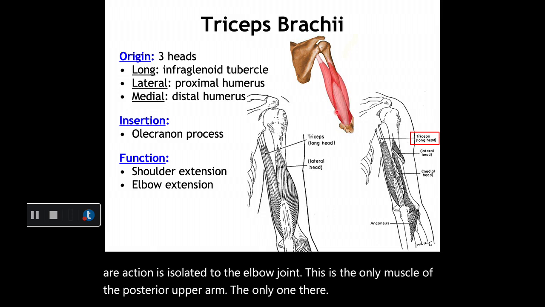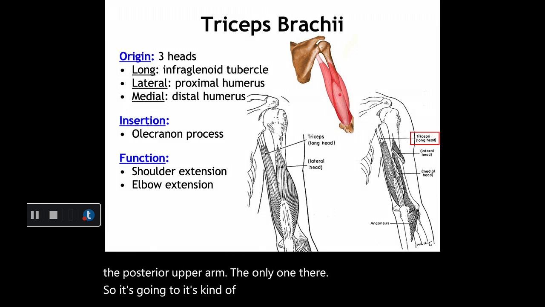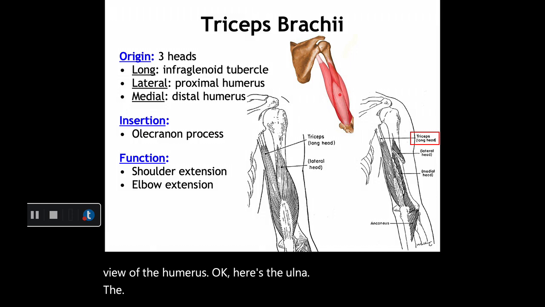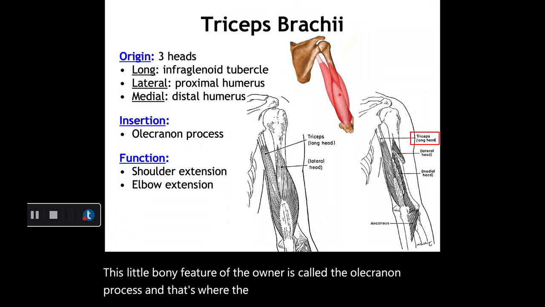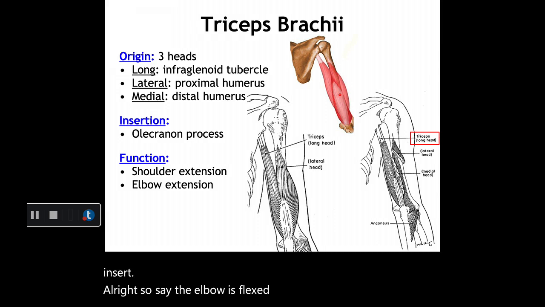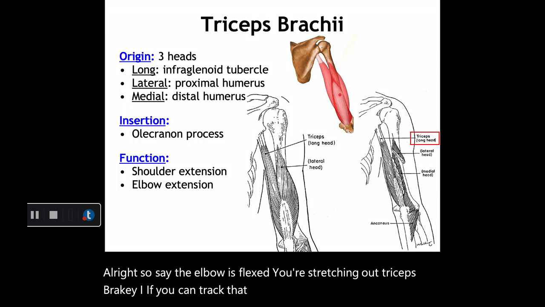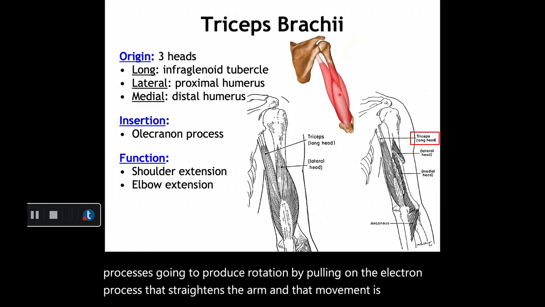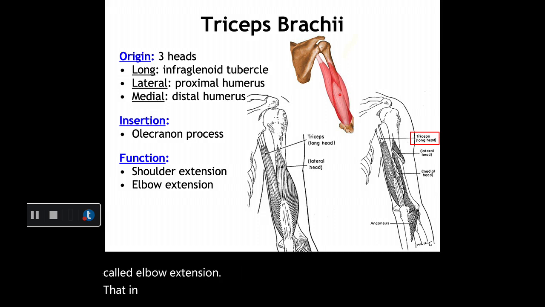So it's got a shared insertion onto a posterior view of the humerus. Okay, and here's the ulna. This little bony feature of the ulna is called the olecranon process, and that's where the tendons of your triceps brachii insert. So if, say, the elbow is flexed, you're stretching out triceps brachii. If you contract that muscle, it's going to pull this olecranon process. It's going to produce rotation by pulling on the olecranon process that straightens the arm, and that movement is called elbow extension. That one long head, because it's posterior to the point of rotation at the shoulder, will produce shoulder extension.